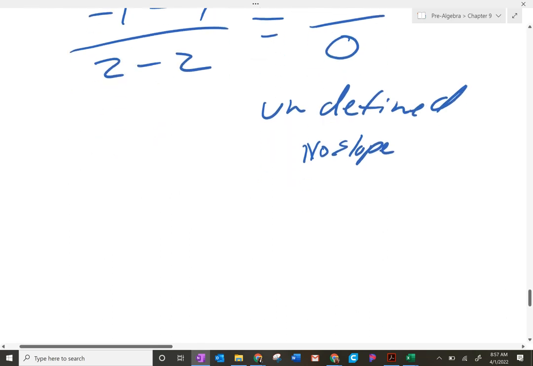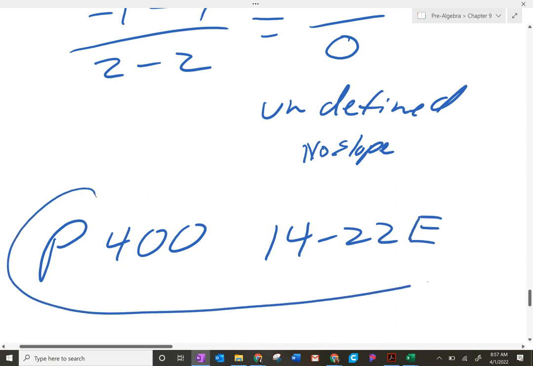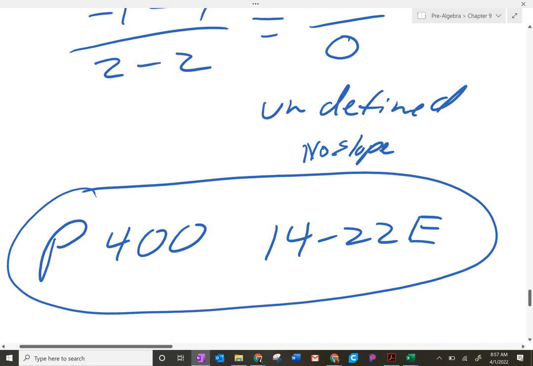All right, what you guys have tonight and into Monday: page 400, 14 through 22, even. It is only slope. That's all you get to work on for tonight.